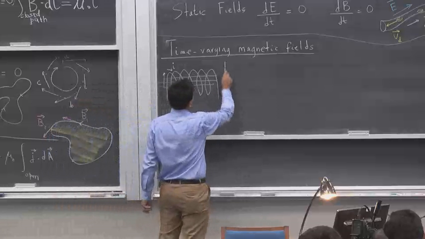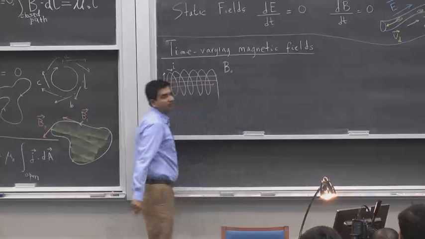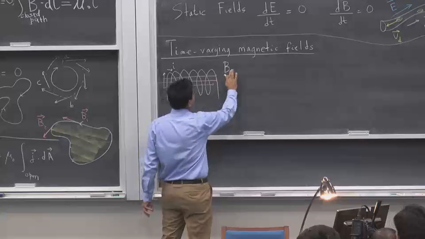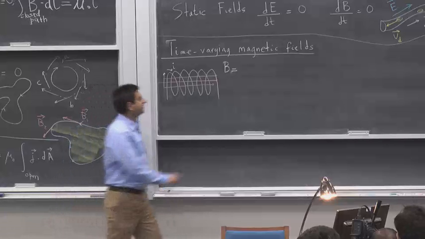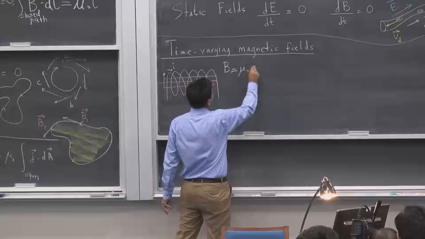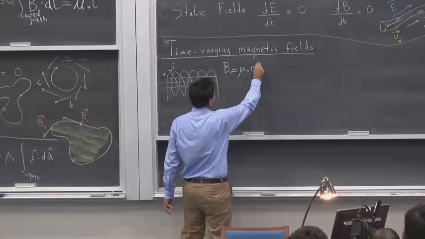What is the amount of this field? What is B naught or B? What does this equal to for a solenoid? It's mu naught, the number of turns per unit length, into I.